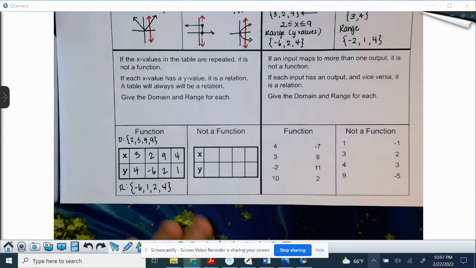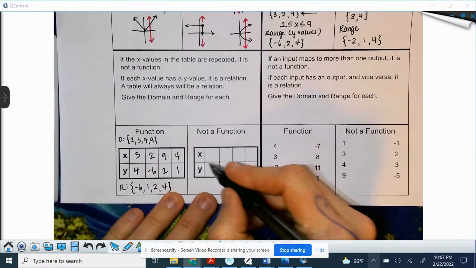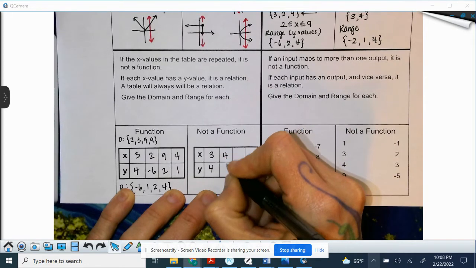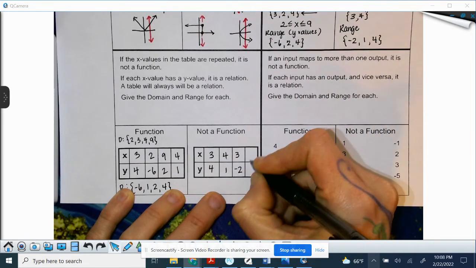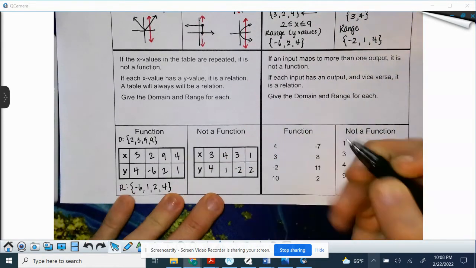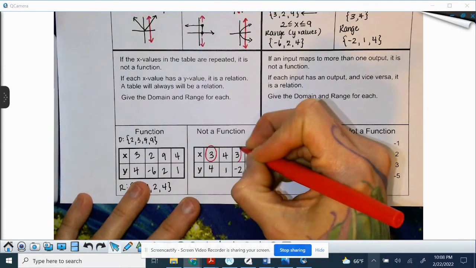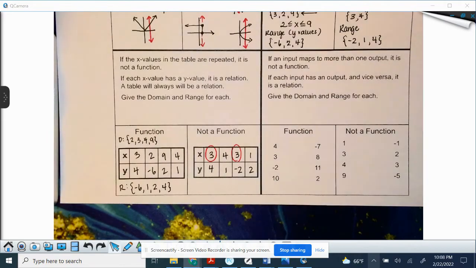Then not a function, so that means somewhere we have to have a repeat up here. We could use the one we had before, which was 3, 4, 4, 1, 3, -2, and then it could be 1, 2. So again, these repeat in the x values. It does not matter if they repeat in the y. It's just the inputs that matter. So input is the only place it cannot repeat. Cannot repeat in the x only. Y is allowed to repeat.